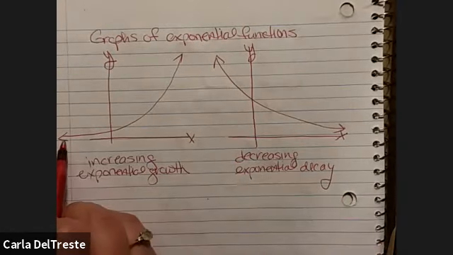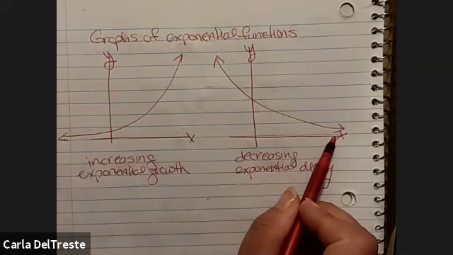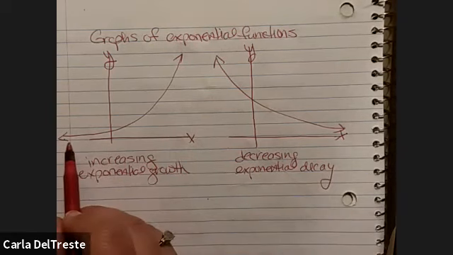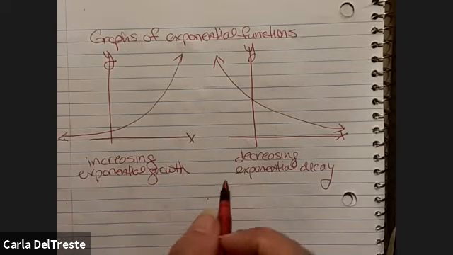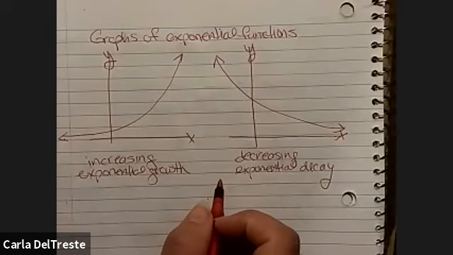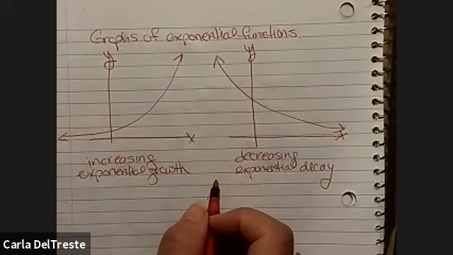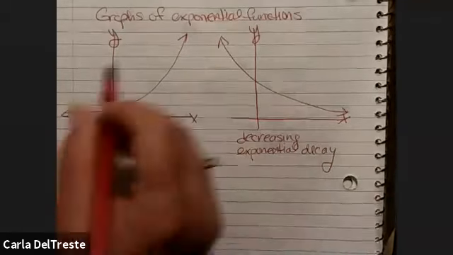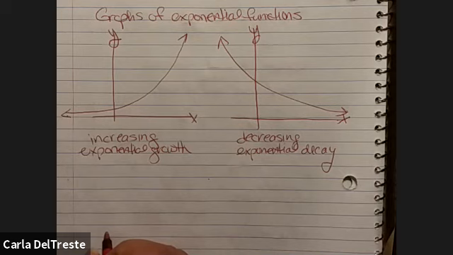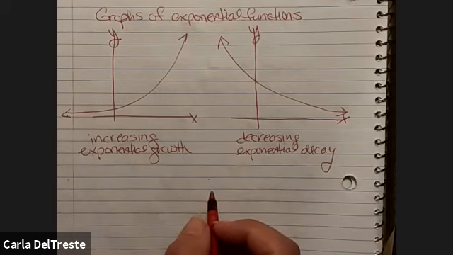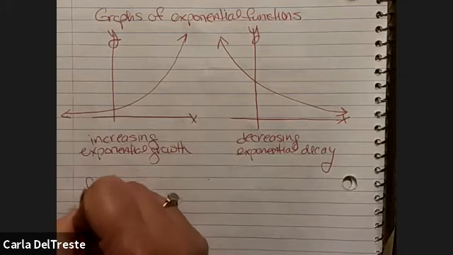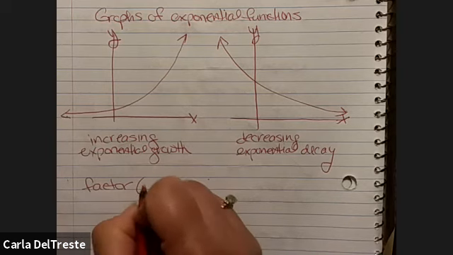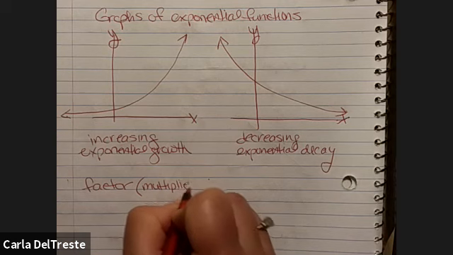Another thing to notice is that it will never touch or cross the x-axis, the horizontal axis. Okay, it always hovers right above and gets very close, but it never ever touches the x-axis, which means there's no x-intercepts. Okay, and that'll be defined in later videos. All right, so now what makes this happen? Well, it turns out that there is something called a factor in exponential functions. I like to also call the factor the multiplier.